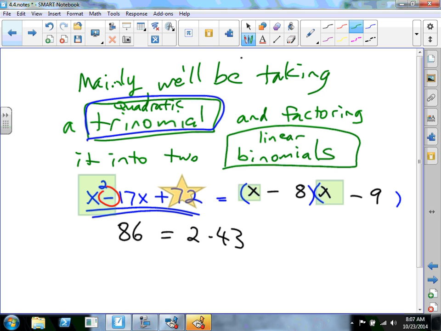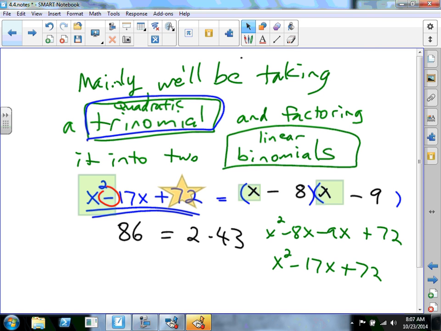If you FOIL it out, you get x squared minus 8x minus 9x plus 72, which does give you x squared minus 17x plus 72. So you don't have to FOIL it out, but you should if you want to check it. And that's the thing I love about factoring. If you're good at FOILing, you can check your work and know beyond the shadow of a doubt that you did it right.